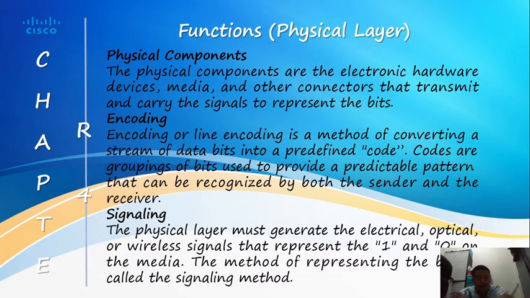Functions of the physical layer. Physical components: the electronic hardware devices, media, and other connectors that transmit and carry the signals to represent the bits. So, next is encoding.